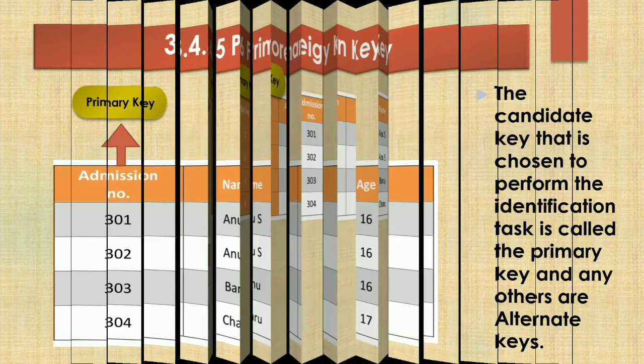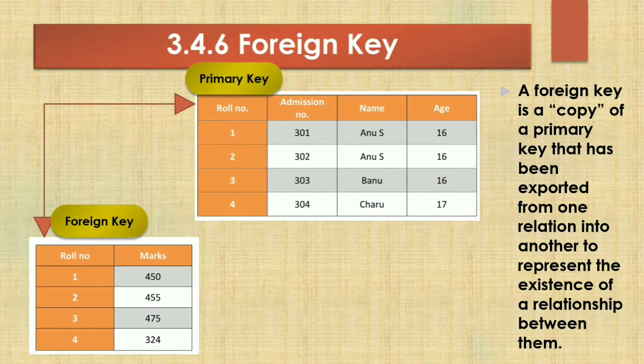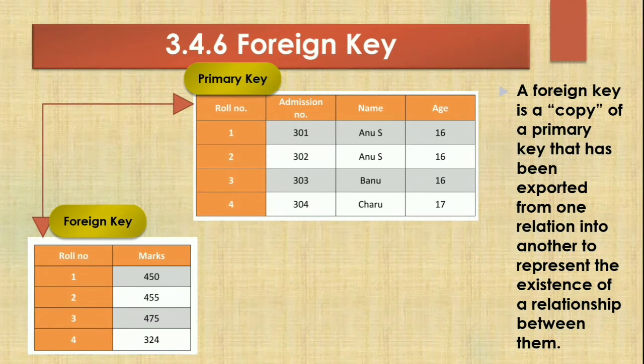Now let's move on to the next key, that is foreign key. Here we have two tables, they are related. The first table is having 4 columns: roll number, admission number, name and age. In this table, roll number column is a unique column, so you can set it as a primary key. So keeping this primary key as the reference, you can create another table.